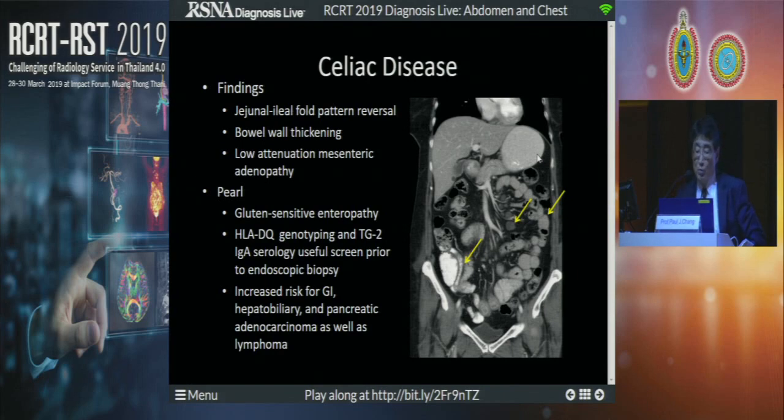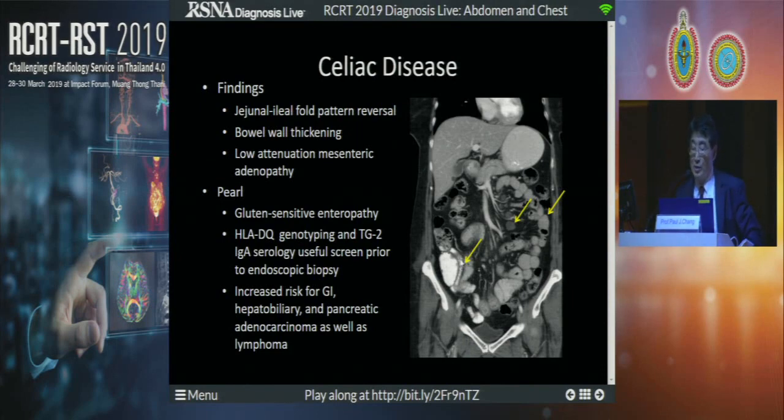What you have in celiac disease, the findings here are pretty classic. The first one is what we call the reversal of fold patterns. Remember, the proximal small bowel, the jejunum, should have the proliferation of folds. In this case, the proximal bowel looks like ileum, whereas the distal bowel has folds and looks more like jejunum. We call that a reversal of findings. The reason I show that is you may not get celiac disease in Thailand, but this reversal pattern is also important to observe in other conditions.